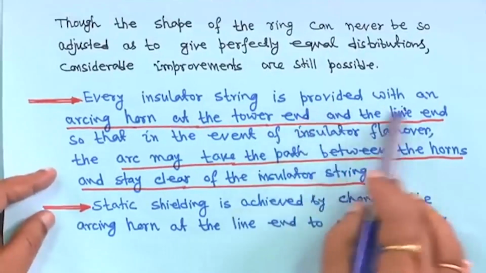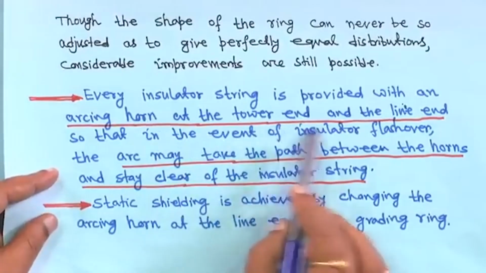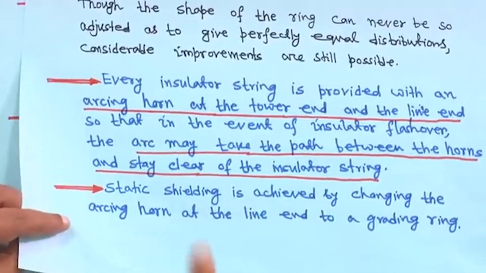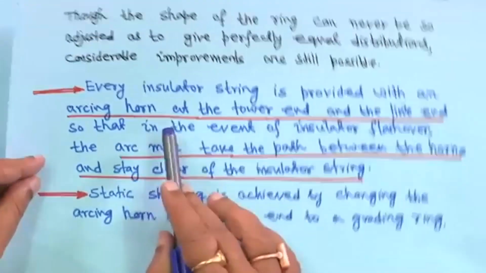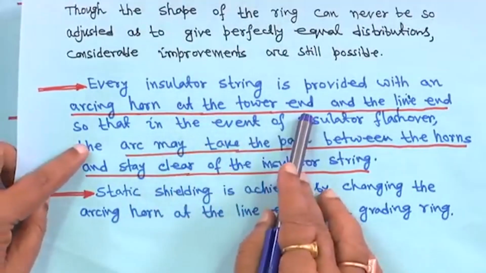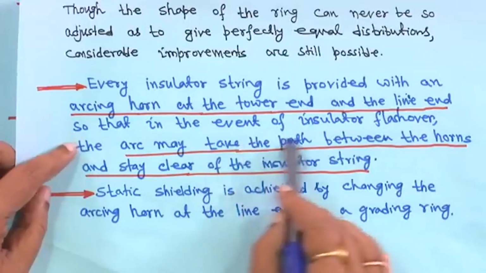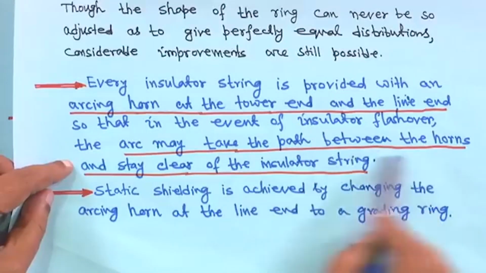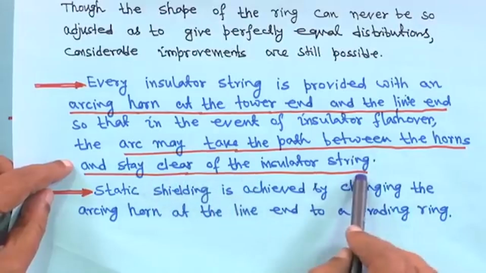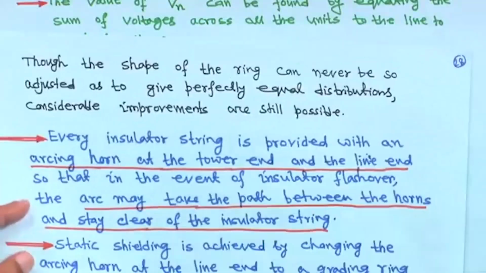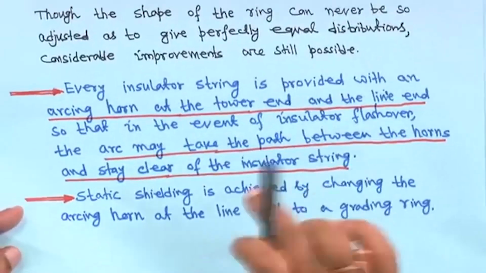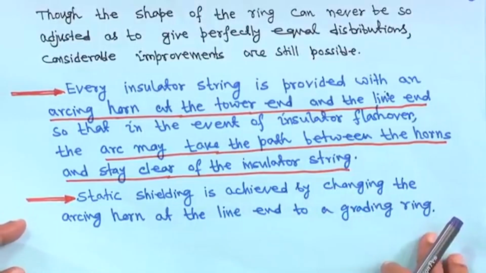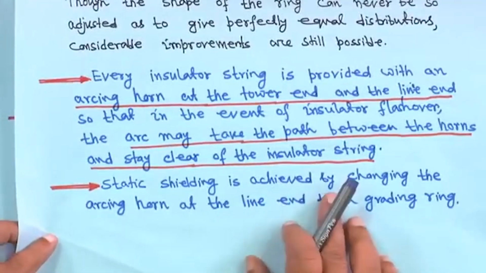So, every insulator string is provided with an arcing horn at the lower end and at the line end. If you observe the insulator, you will find on the top and bottom, right, an arcing horn is provided at the tower end, on the tower side, and the line end, so that in the event of insulator flashover, the arc may take the path between the horns and stay clear of the insulator string. So, on the top and the bottom you will find some arc horn in there. If flashover takes place, it will be through that only, and somehow it will bypass that insulator string.